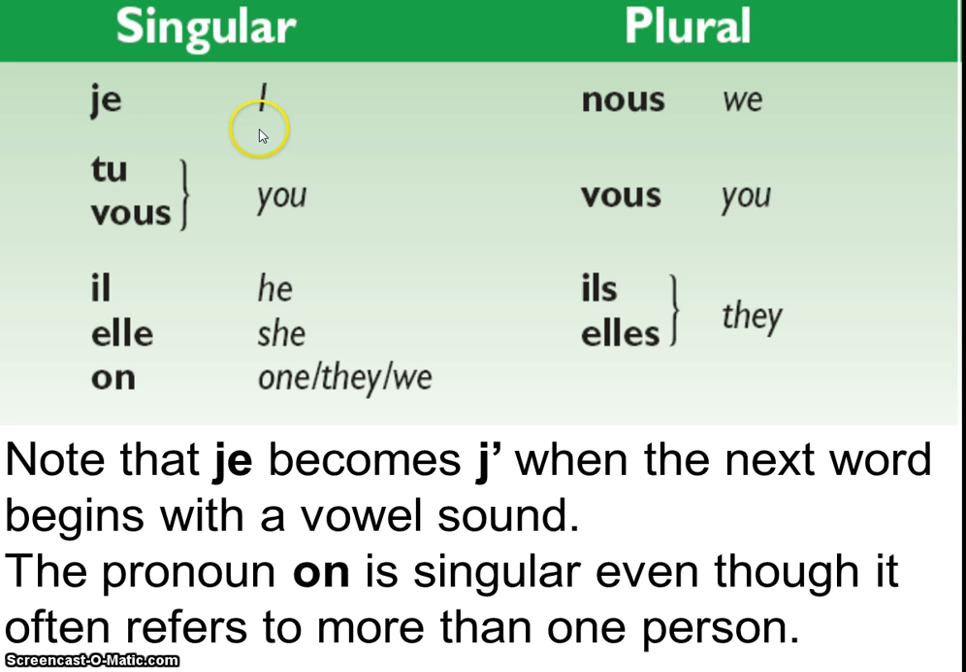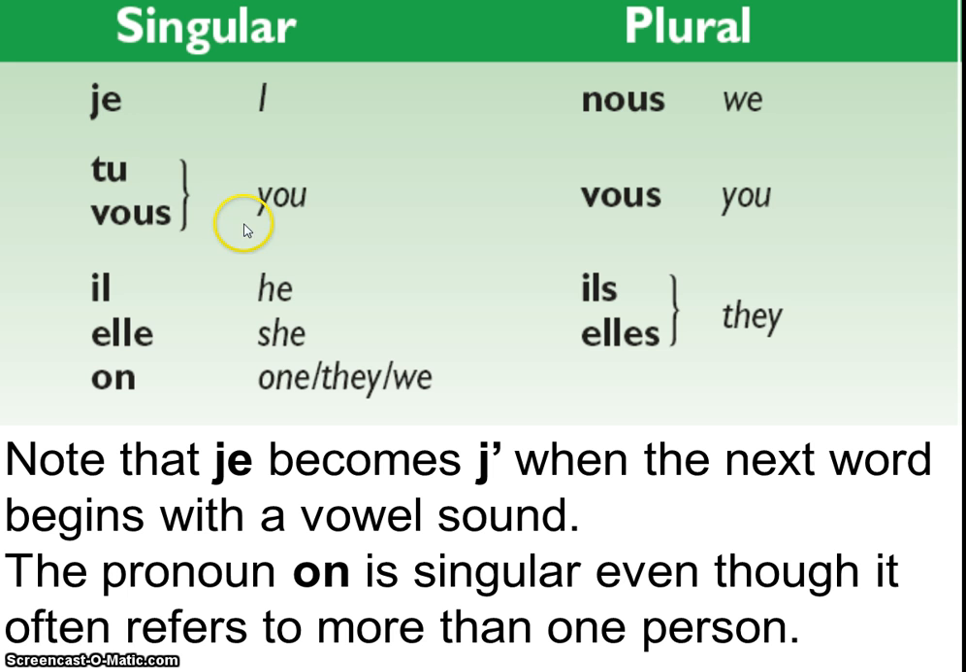Je means I, tu is you, il is he, elle is she, on is when in general you say one or they or we. This is to be generic here. And then we have nous, which means we, and then we have vous, and then we have ils, elles, they.